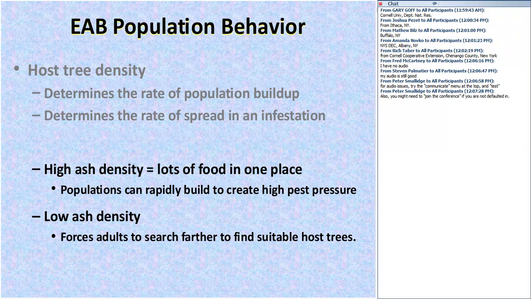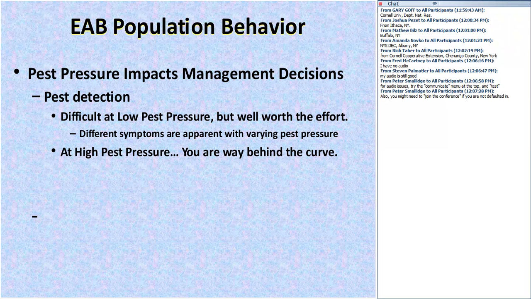Low ash density, the emerald ash borer has been shown to be a really good flyer, and if you have low ash density, it forces adults to search farther to find suitable host trees. And I'll illustrate that with one of our infestations soon. And so pest pressure also impacts management decisions.